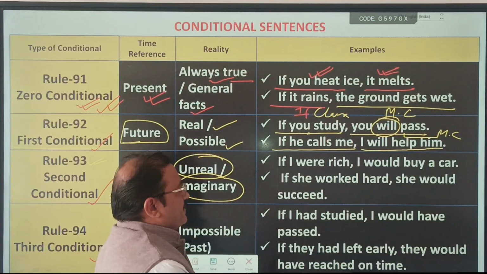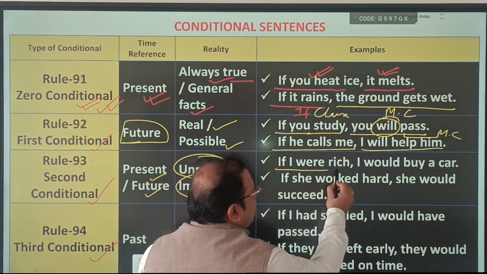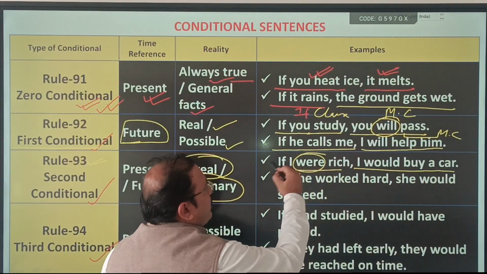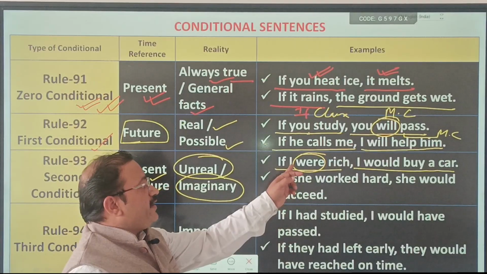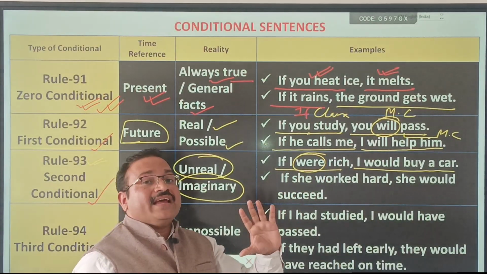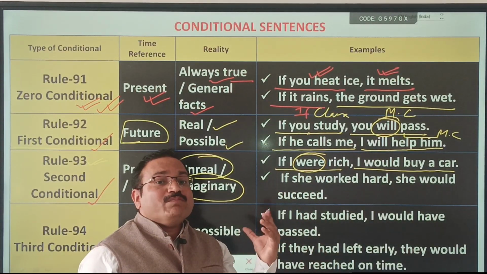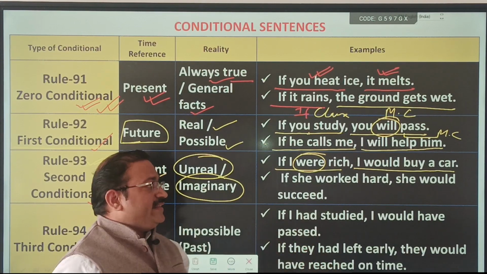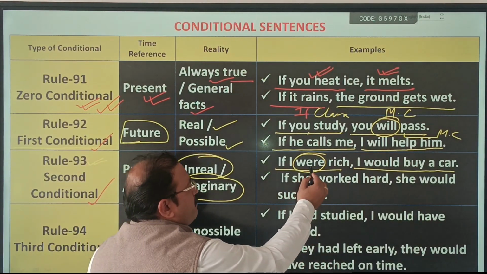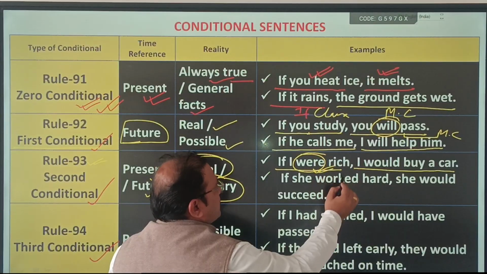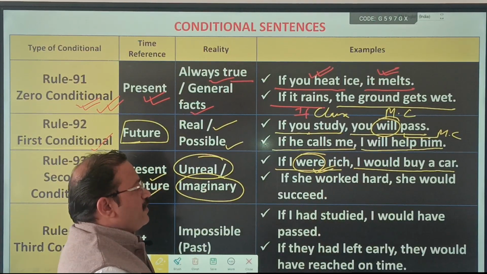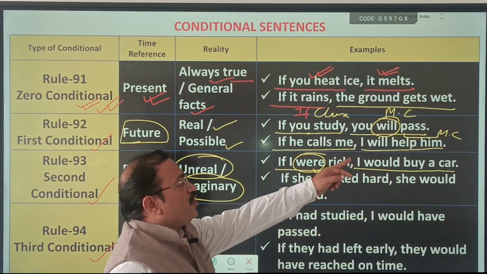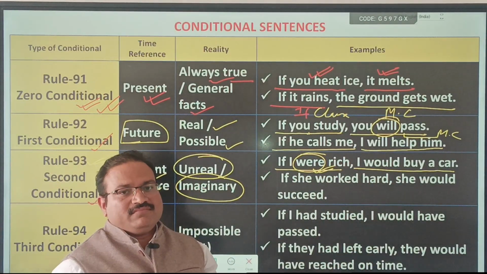So in this case, if I were rich, I would buy a car. So why were? Because this is an imagination, hypothetical situation, unreal situation. So in this case, were will be used with all the subjects. If he were rich, he would buy a car.